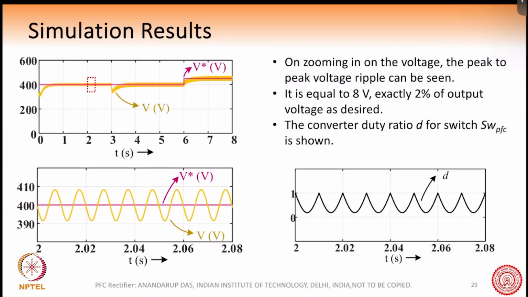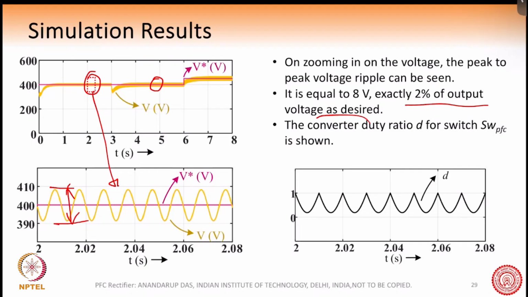If you zoom in on this portion here, you can see what the voltage actually looks like. The voltage ripple can be seen, and it is equal to 8 volts, 2% of the output voltage as desired. So 2% is the ripple on this voltage.